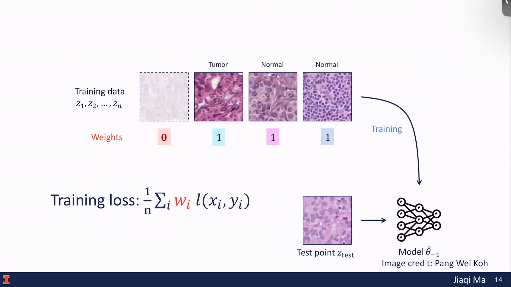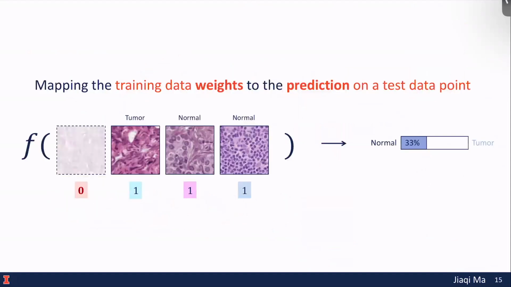In this formulation, we can now imagine that there's a mapping between the training data weights and the prediction of the trained model using these weights on a particular test data point, for example, the output logit on a specific test data point. So given one set of weights, we can train a model using these weights and then see its prediction on a particular test data point.